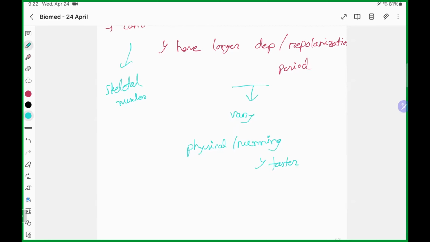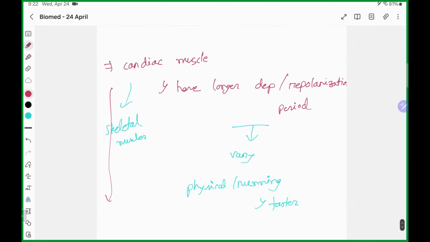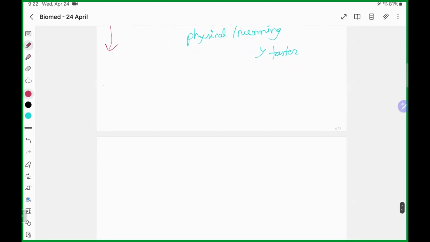Now, inside this cardiac muscle, the tissues that we have are called nodal tissue. In nodal tissue, we have the nodal cells, and they create these action potentials. These nodal cells are different from any other cells of the body. They regulate the process, the heart activity.